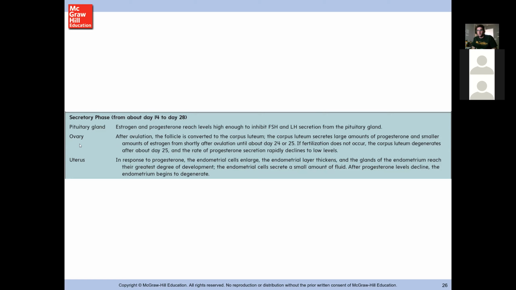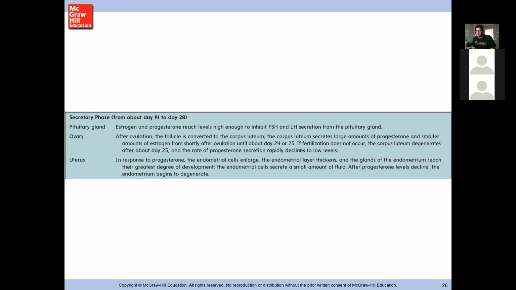After ovulation in the ovary, the follicle is converted into the corpus luteum. The corpus luteum secretes large amounts of progesterone and smaller amounts of estrogen from shortly after ovulation until about day 24 or 25 of a 28-day cycle. If fertilization does not occur, the corpus luteum degenerates after about day 25, and the rate of progesterone secretion rapidly declines to low levels.